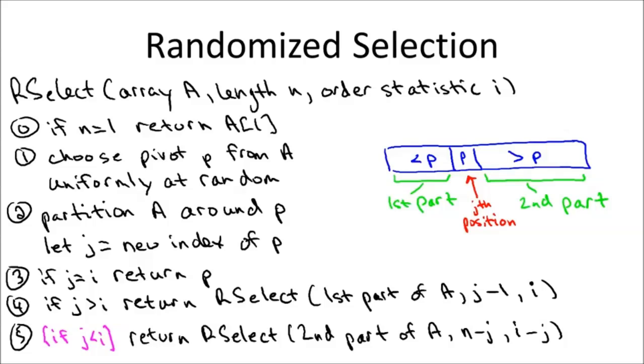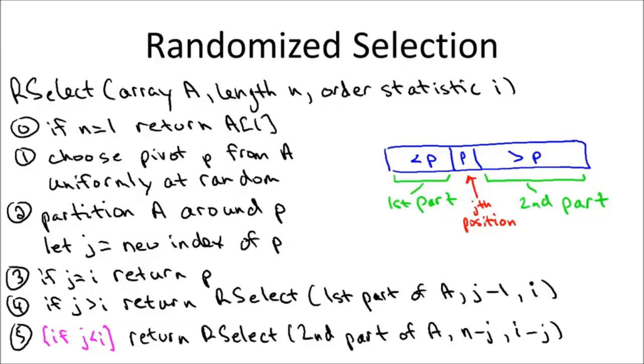That splits the array into a first part, those elements less than the pivot, and the second part, those elements which are bigger than the pivot. Now we have a couple cases. The case which is very unlikely, so we don't really worry about it, is if we're lucky enough to guess the pivot as the ith order statistic, what we're looking for. That's when the new position j of the pivot element happens to equal i, what we're looking for. Then, of course, we just return it. That was exactly what we wanted.